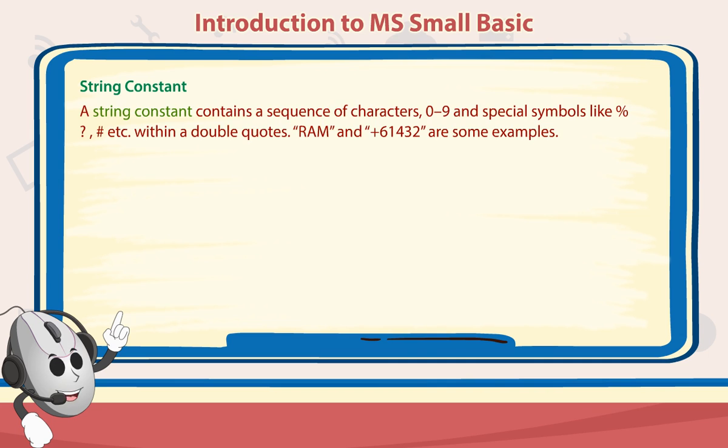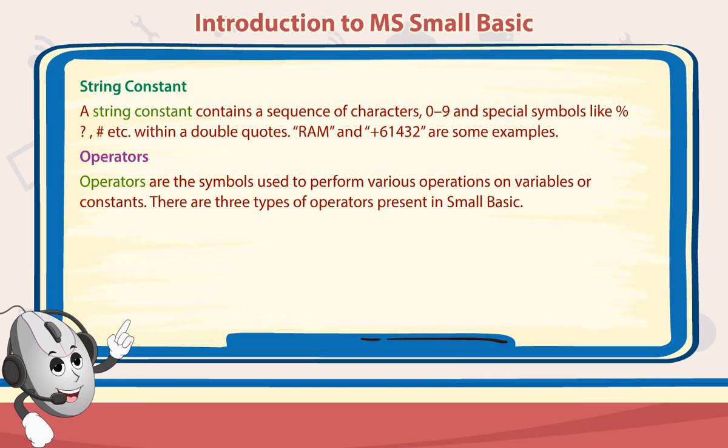String constant. A string constant contains a sequence of characters 0 to 9 and special symbols like percentage, question mark, hashtag, etc. within double quotes. "RAM" and "+61432" are some examples.